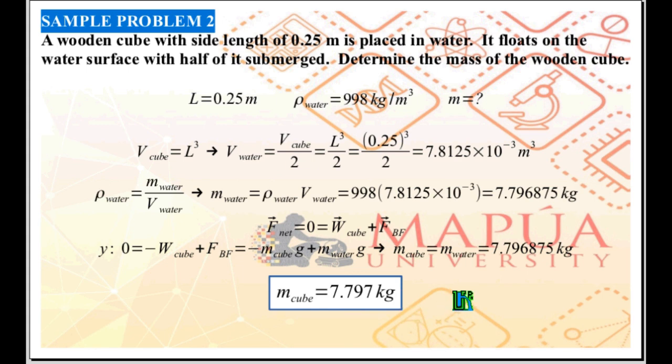In this example, the wooden cube, the object, is suspended in place. It's simply floating in the water. The weight apparent is 0. But variations of this is that the cube, the object, will either sink or it will move up to the water surface. In which case, F net will not be equal to 0. F net will be equal to MA. So please take note of that.